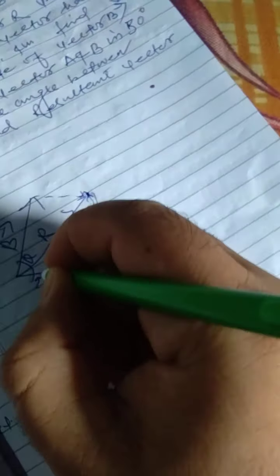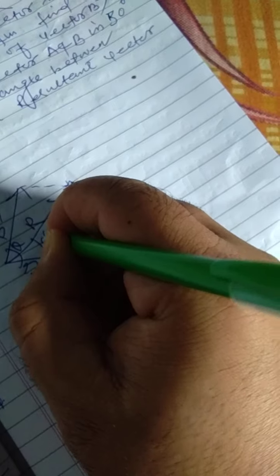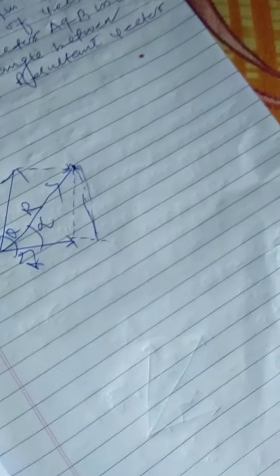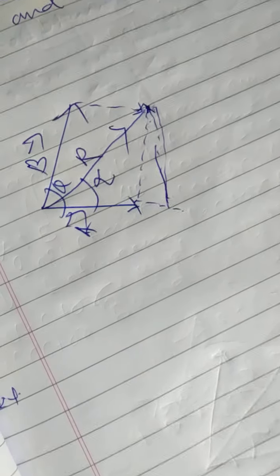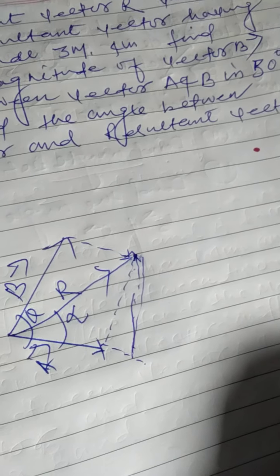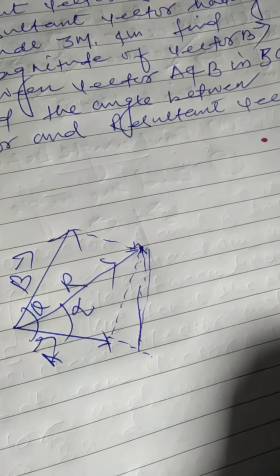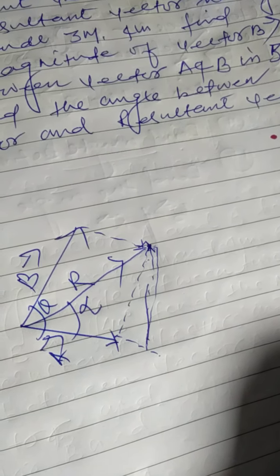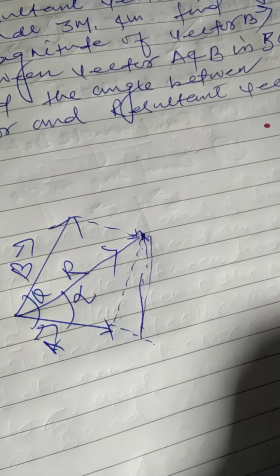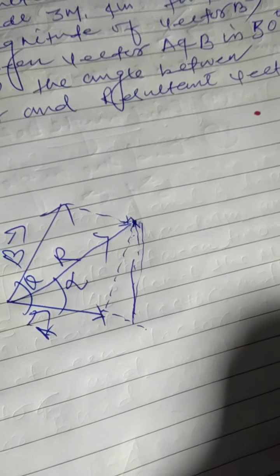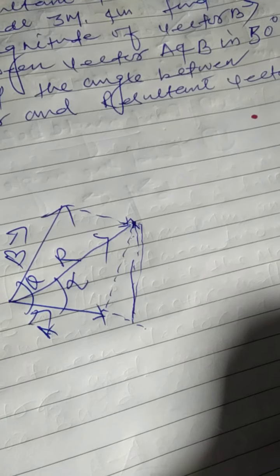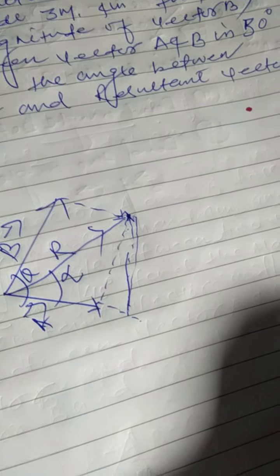This is the theta between A and B, and this is alpha, between the diagonal vector R and the vector A. What is the question? Two vectors A and B, the resultant vector R, the vector A and resultant vector having the magnitude 3m and 8m. Find the value of magnitude of B and angle between the vectors.